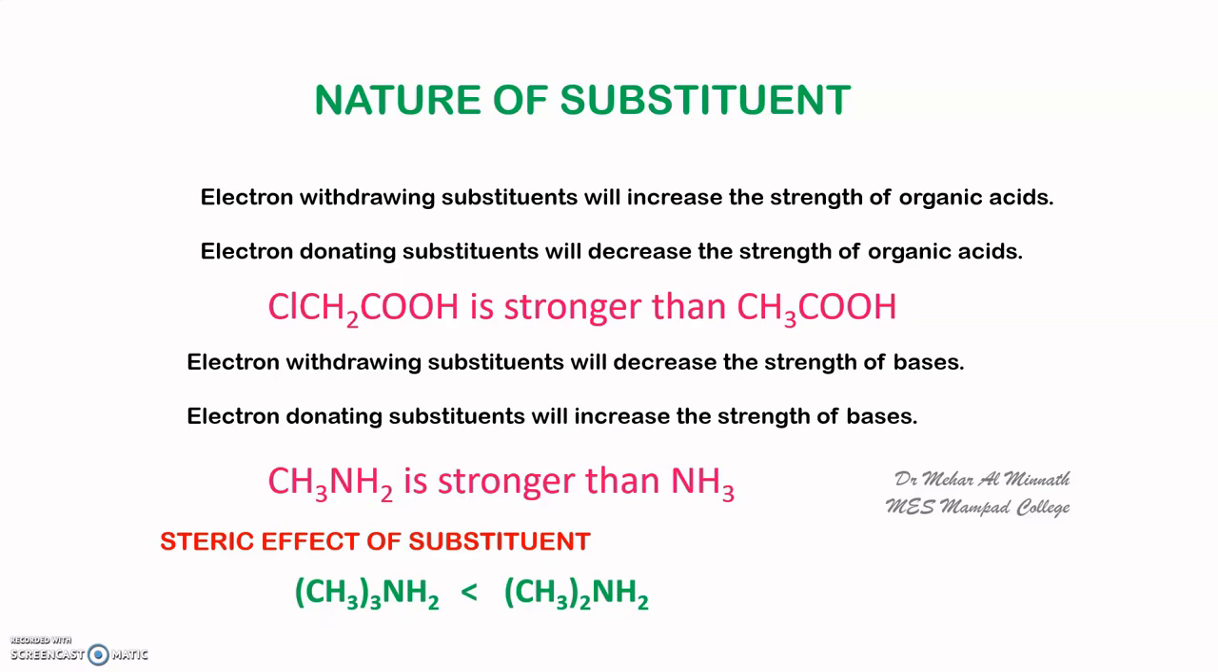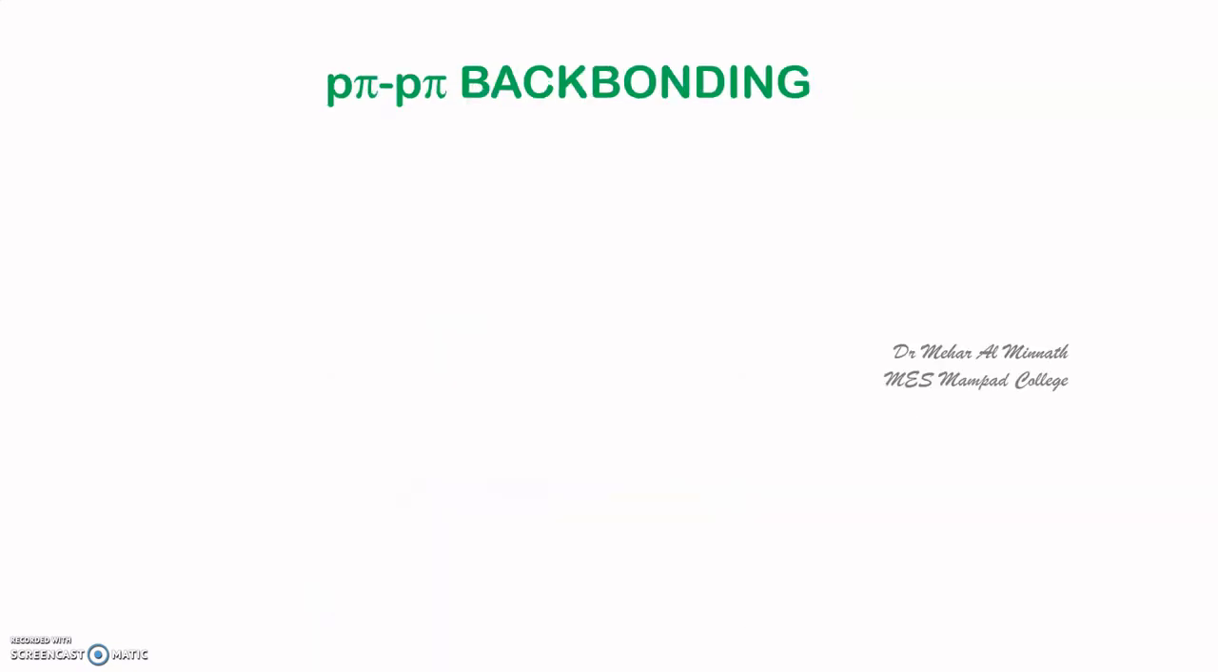Now, another factor which decides the strength of acid and base is p-pi back bonding. Now, in the case of BF3, BBr3 and BCl3, the acidic strength is in this order. That is, BF3 is found to be less acidic than BCl3 or BBr3.